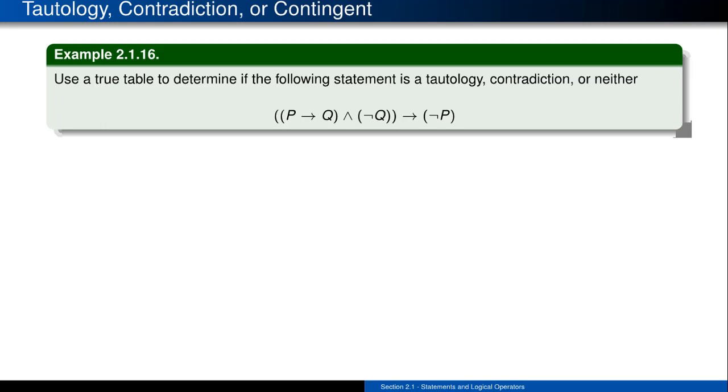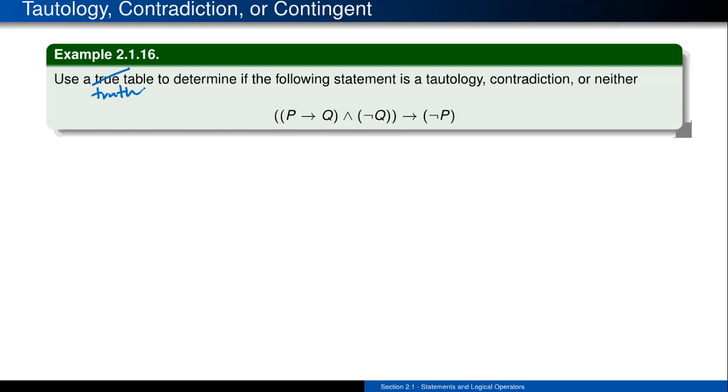So this first one is going to say, use a truth table to determine if the following statement is a tautology, a contradiction, or neither. I did notice that I wrote the word true in there. This should say use a truth table to determine this thing. And you can see that is a relatively large statement. It's got this conditional part that says P implies Q. There's also an and, a not Q, and then that whole thing becomes a hypothesis for a giant big overall statement that also has a not P at the end.